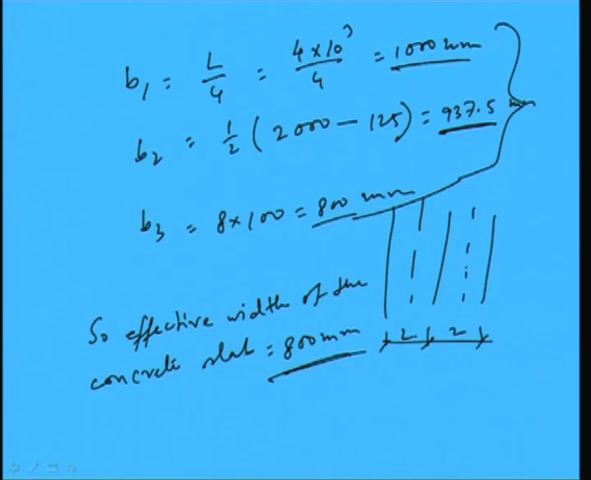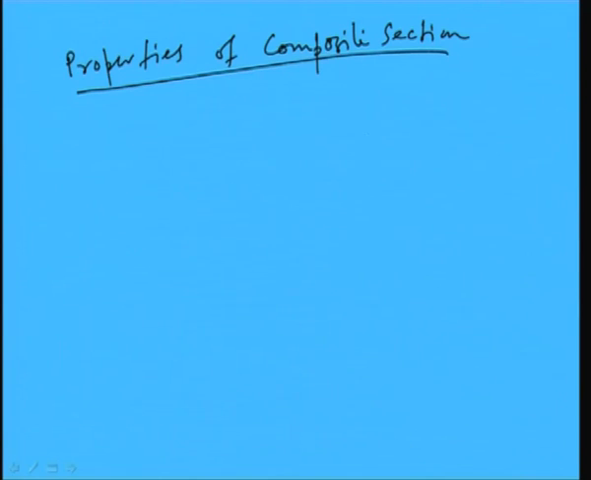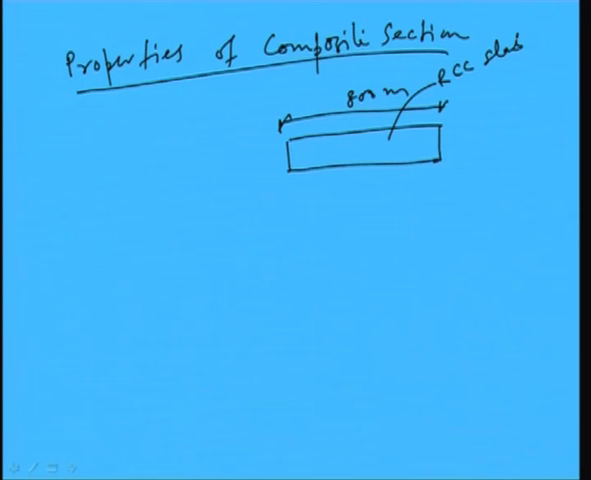So now we have to find out the properties of composite section, right, properties of composite section. So how do we find out? Now let us draw the figure. So this is the effective width, which is 800 mm. We find out this is concrete slab, RCC slab. Then the beam is given, okay. This is the steel beam.